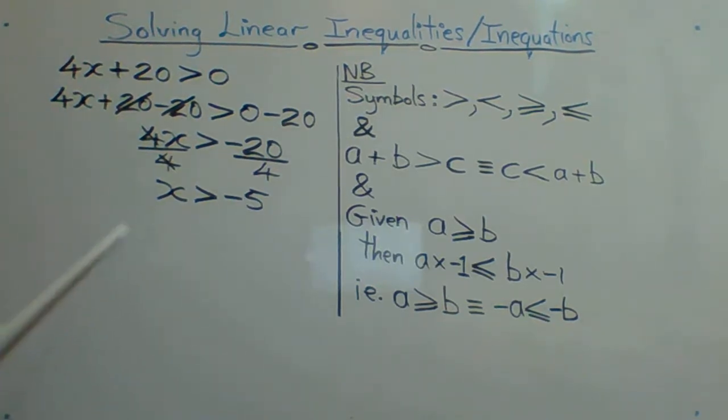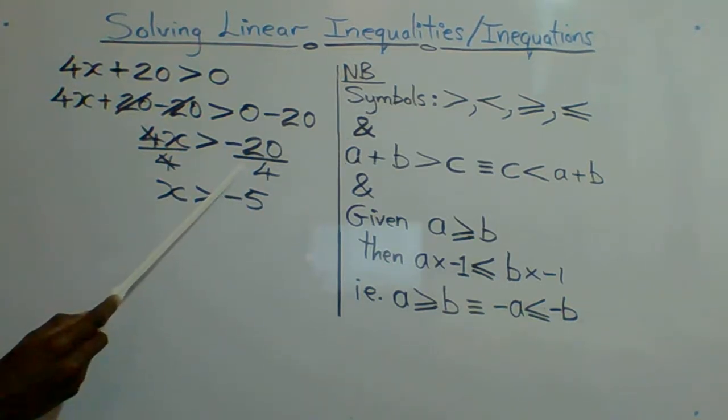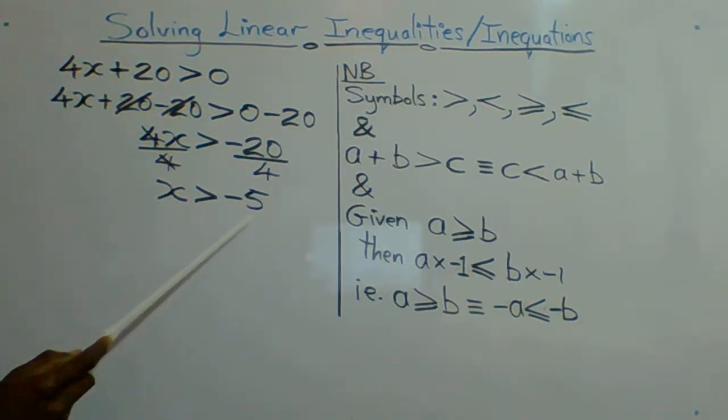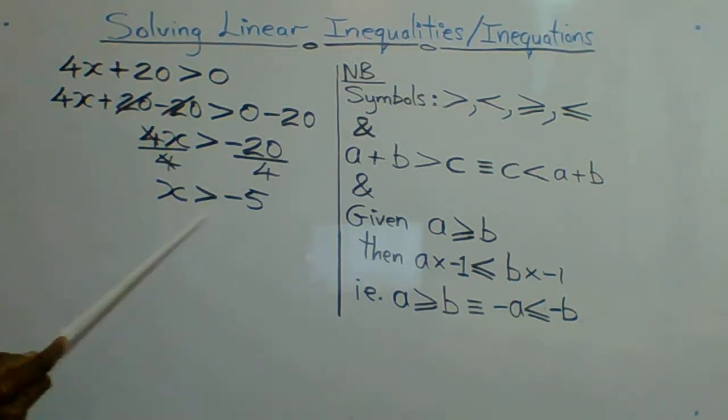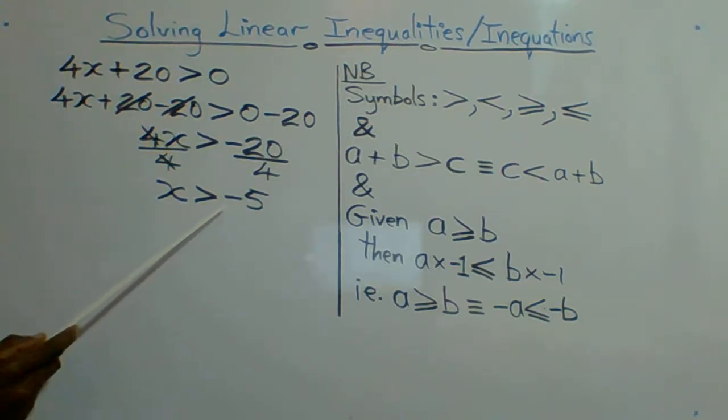Therefore, we have 4x divided by 4 on the left, giving us x or 1x. The greater than symbol remains. And on the right, negative 20 divided by 4 gives us negative 5. So our solution is x is greater than negative 5. Let's go ahead and also represent this on the number line.